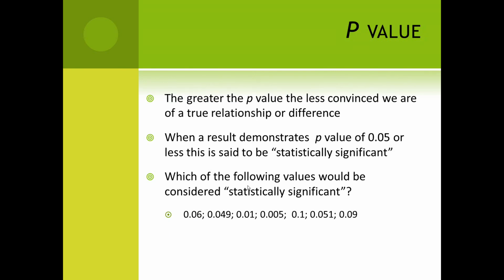So the greater the p-value, the bigger the number, the less convinced we are that there's a true relationship or difference, because there's a bigger probability that the difference came about by chance. So when a result demonstrates a p-value of 0.05 or less, that is said to be statistically significant.